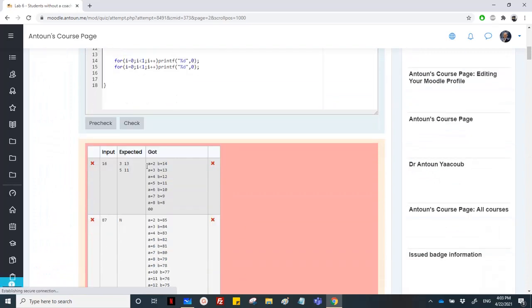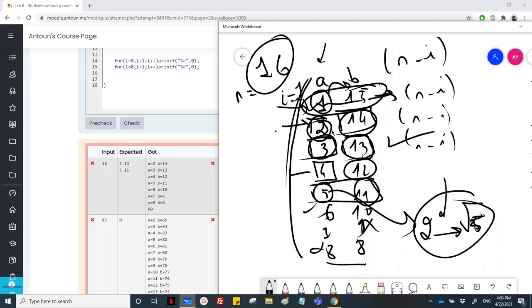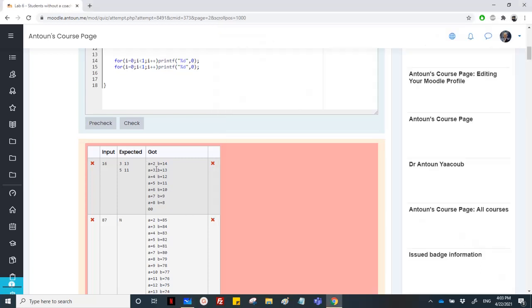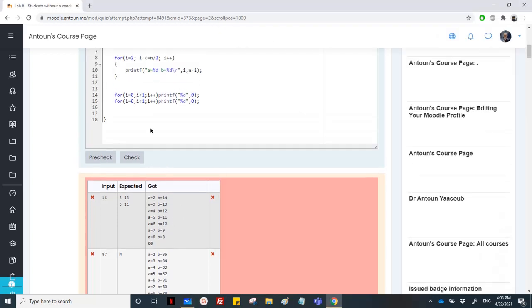On the screen, okay, I am seeing 2, 14, 3, 13, 4, 12, 5, 11, 6, 10, 7, 9, and 8, 8. Those are the pairs that I need to verify. So in this loop, I need to check whether A is prime, and then if A is a prime number, I can check if B is prime.